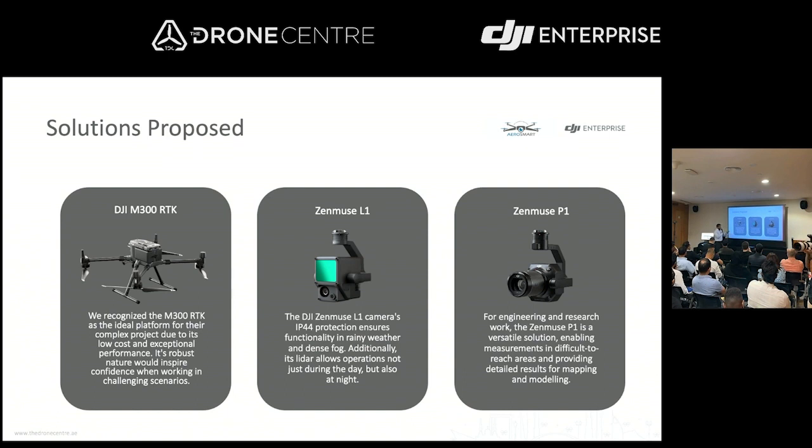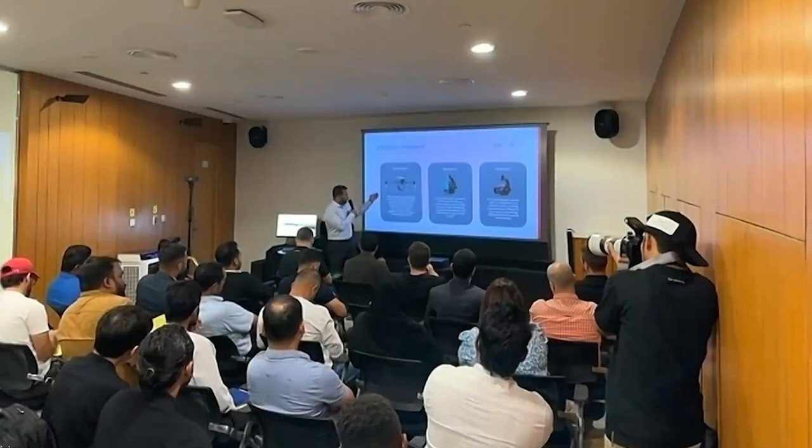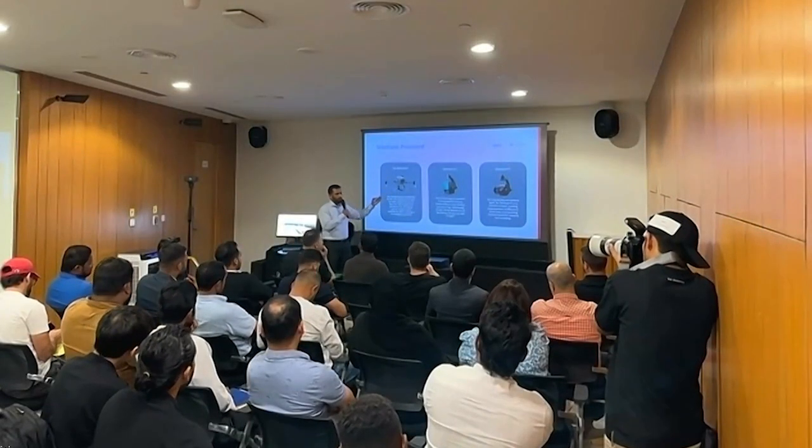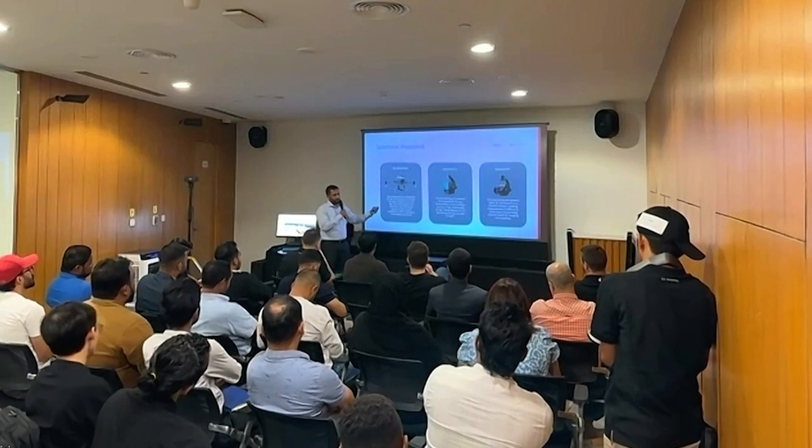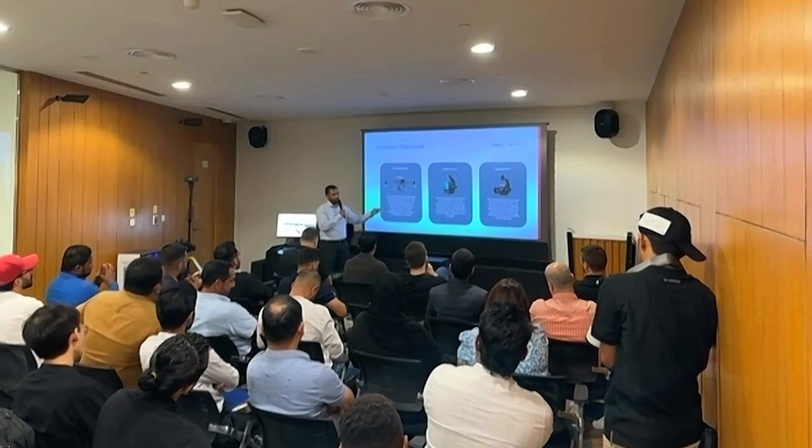And the P1, of course, is a versatile solution. You can measure in difficult to reach areas and provide detailed results for mapping and modeling. For example, with a fixed wing, you might not fly near a building to do 2D or 3D modeling. And you cannot always control that, so the best thing is that with the M350 or M300, with more sensors, the drone is protected. It is a very accurate sensor, and it will act on the obstacle in a very quick way.